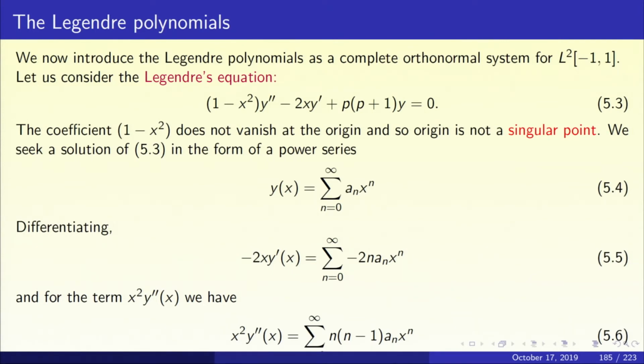So, proof by contradiction. Assume that y of 1 is 0. Let us put x equal to 1 here. First term disappears. Second term, minus 2 y prime 1. Last term, p into p plus 1 y of 1. But we have assumed y of 1 is 0. So what is the conclusion? y prime of 1 is 0. Now that we have concluded that y prime of 1 is 0, let us differentiate the differential equation 5.3 with respect to x.